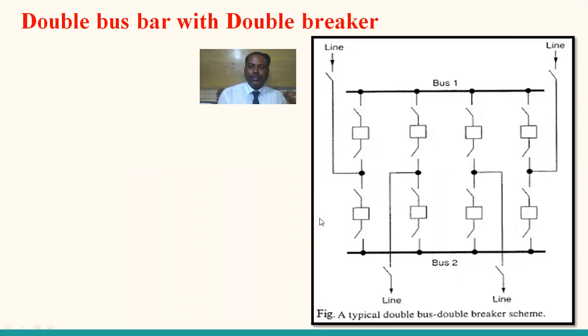Both buses are identical, and there may be a provision for us to transfer the entire load to either bus 1 or bus 2. The same buses have the capability to carry the entire load of the station. You see here how the incoming lines are connected and how the outgoing lines are connected. There are two incoming lines and two outgoing lines. This system is somewhat costly compared to the earlier one, but more convenient.